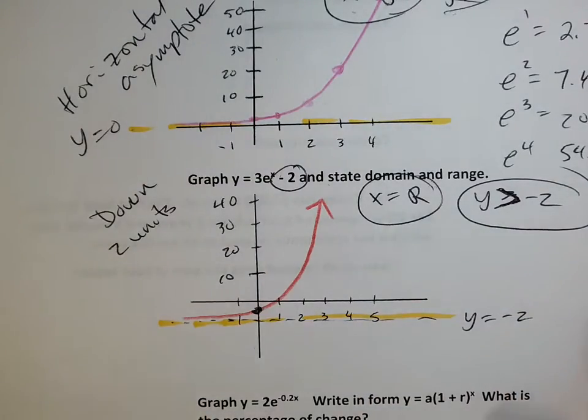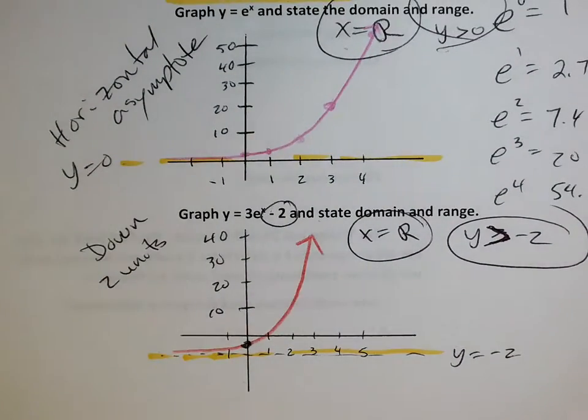Okay, so let's go back to what I have. Here's the parent function. Here's my e to the x. It is a growth because e is about 2.7, so it has to grow. Okay, the base is 2.7, so it's got to grow. Domain is all real numbers. It never touches 0, so it has to be an asymptote here, okay?